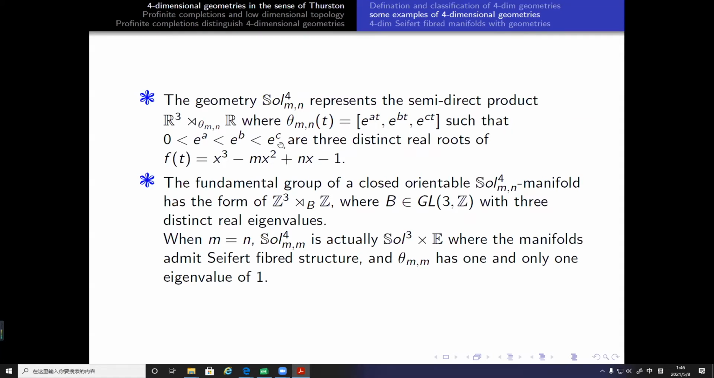And in a particular case, when m is equal to n, the geometry here is just the product geometry, Sol3 times the real line, where Sol3 is a three-dimensional geometry and this is the real line. So in this case, it is in some sense degenerate. And in general, for many pairs of different m and n, we have infinitely many geometries.